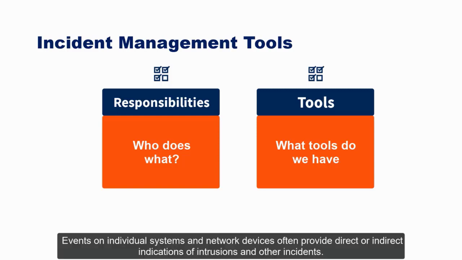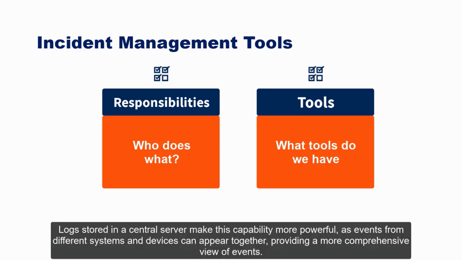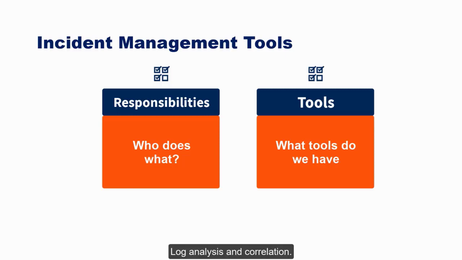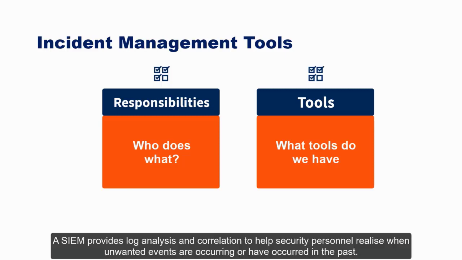Logging. Events on individual systems and network devices often provide direct or indirect indications of intrusions and other incidents. Logs stored in a central server make this capability more powerful, as events from different systems and devices can appear together, providing a more comprehensive view of events. Log analysis and correlation. A SIEM provides log analysis and correlation to help security personnel realize when unwanted events are occurring or have occurred in the past.